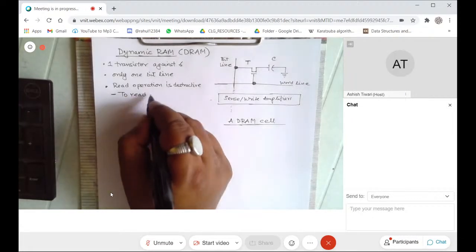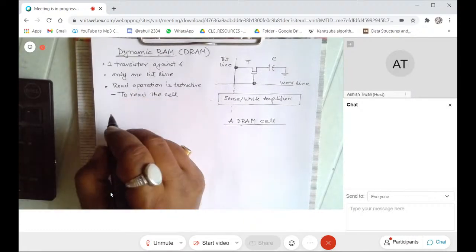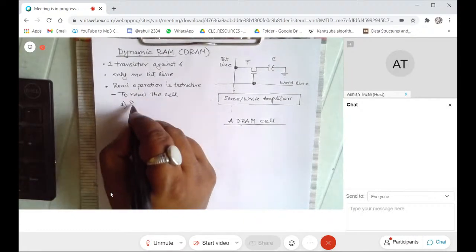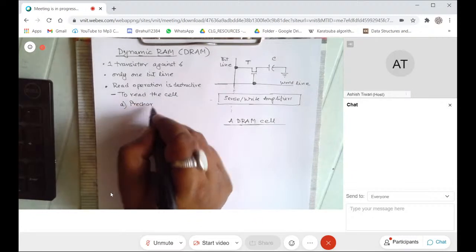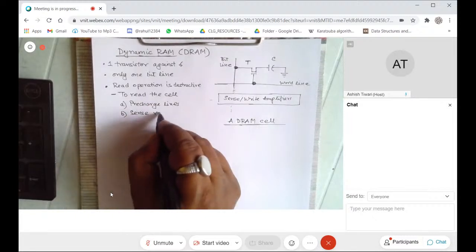To read the cell, you do two things. You pre-charge the lines. That is one thing that you do. Then you sense the value.